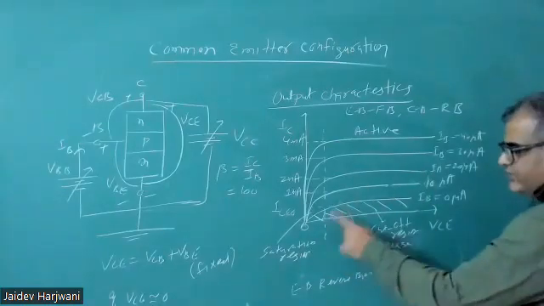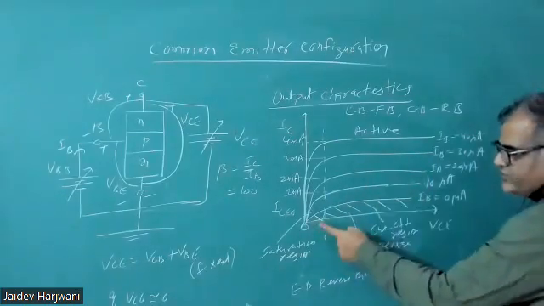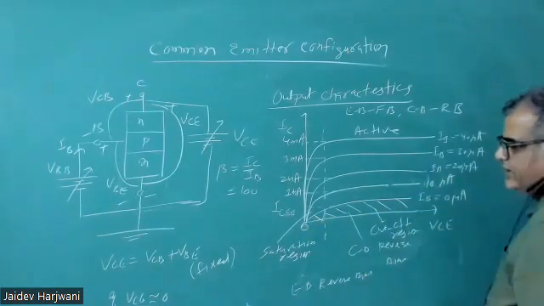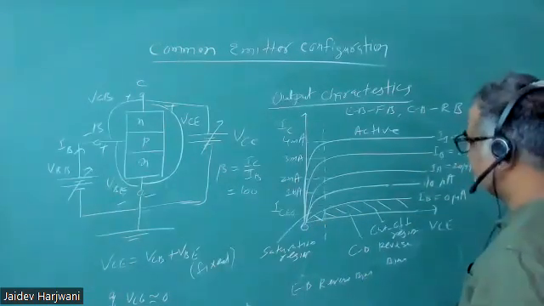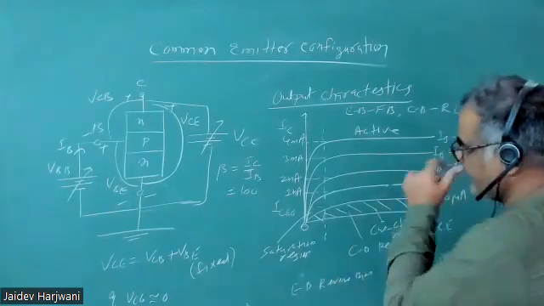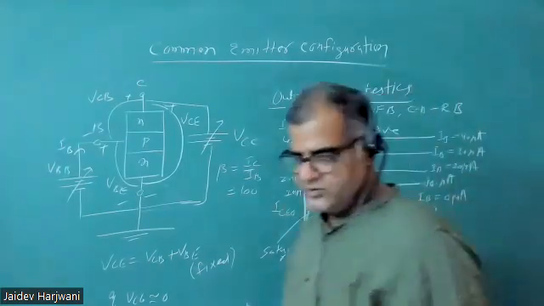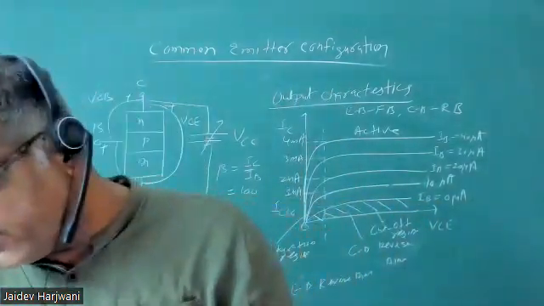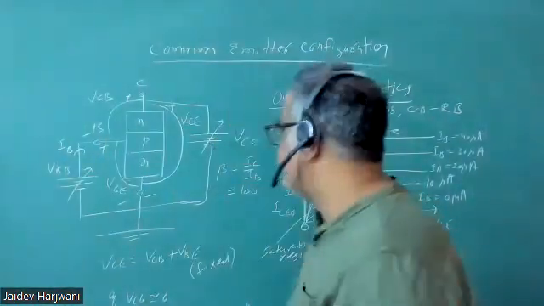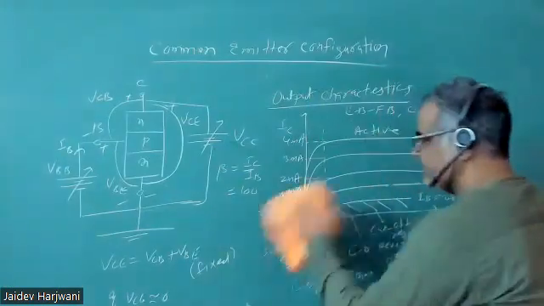What is the VC value? VC should not be 0, or close to 0. That is the working of your common emitter configuration. Now let us do some problems, then your clarity will increase.